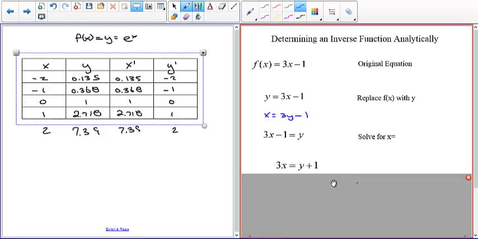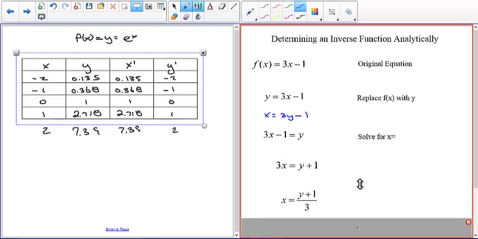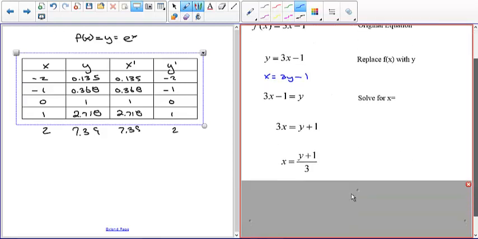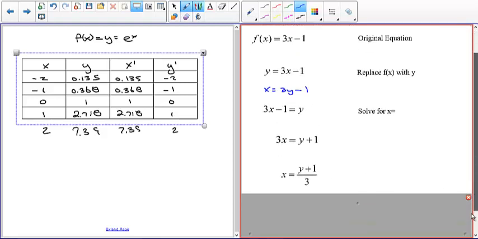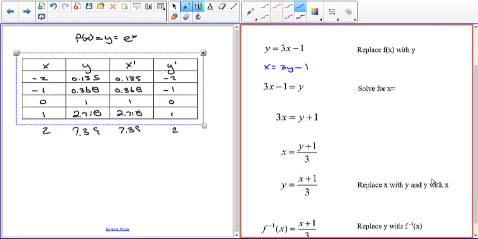So you solve for x. So you want to isolate the term with x, which is 3x. So you're going to move this to the other side. It becomes positive 1. Then you're going to divide both sides by 3, like that. And then what you do is you switch x and y at that point. So instead of x equals y plus 1 over 3, it's y equals x plus 1 over 3.